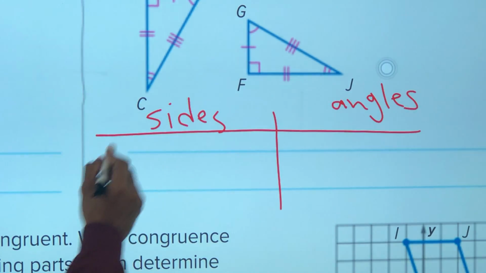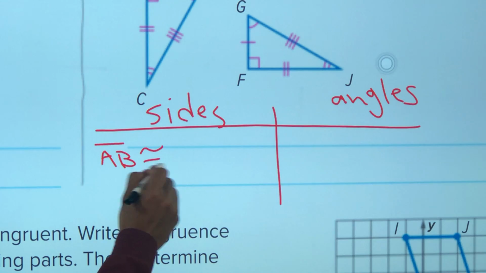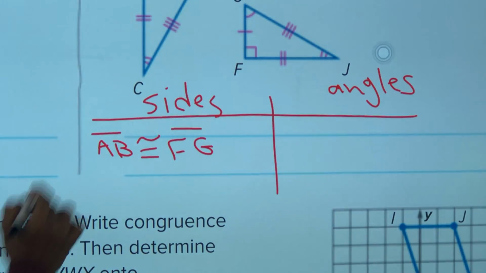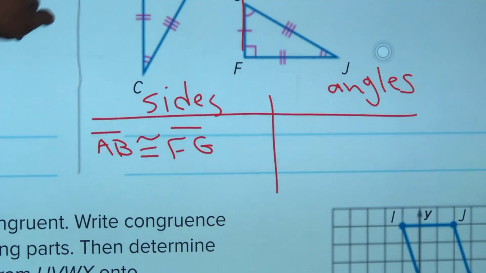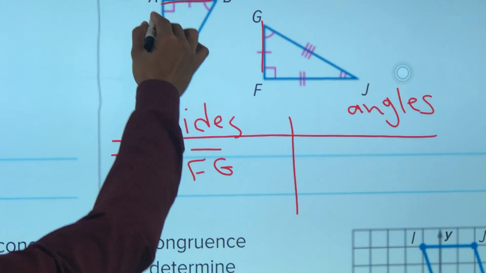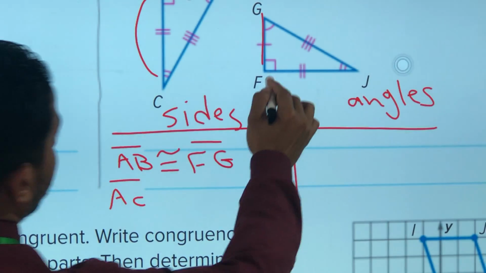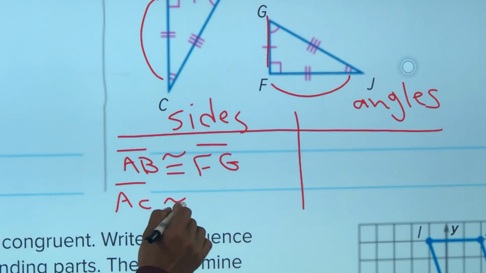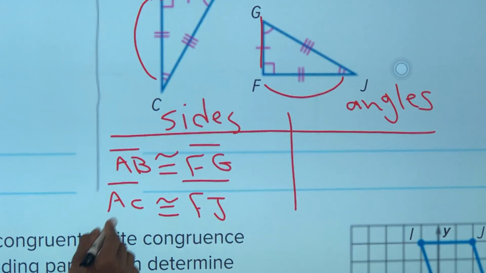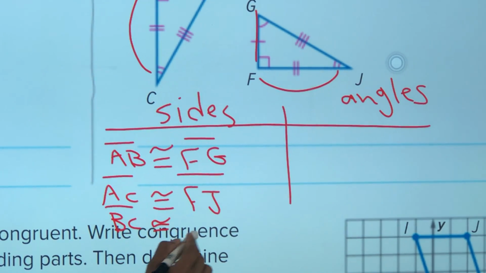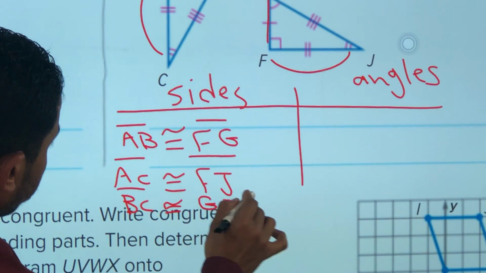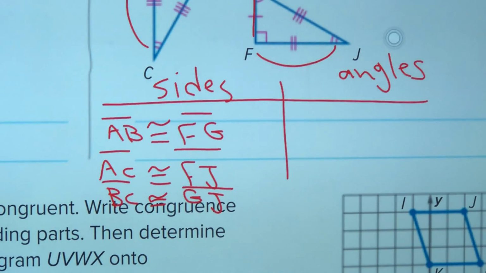Good. AB is congruent to FG. And AC is equal to FJ. And the last side is BC, congruent to JG or GJ. Good. Angles, what about angles?